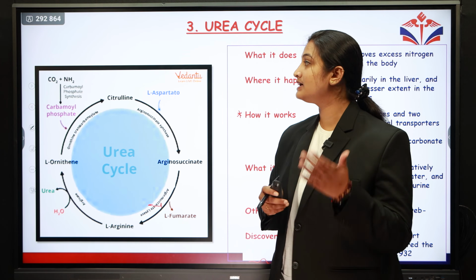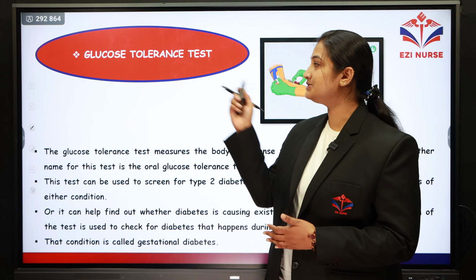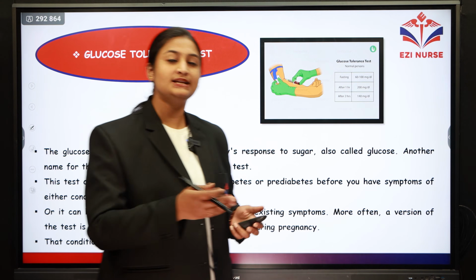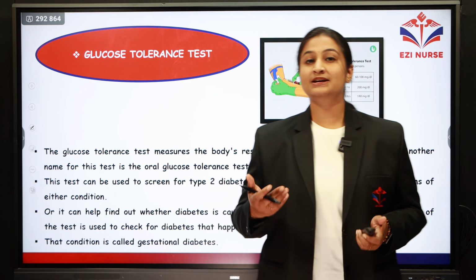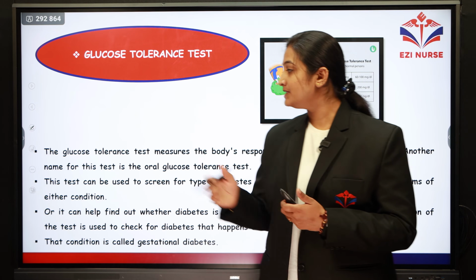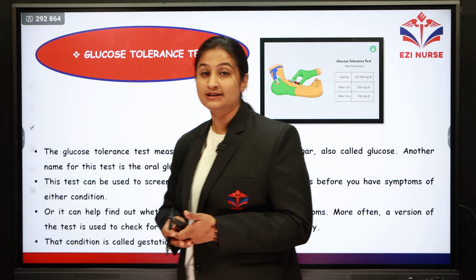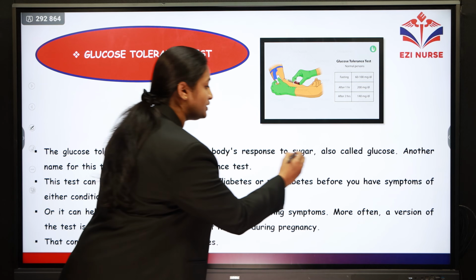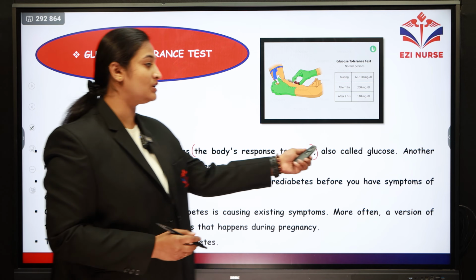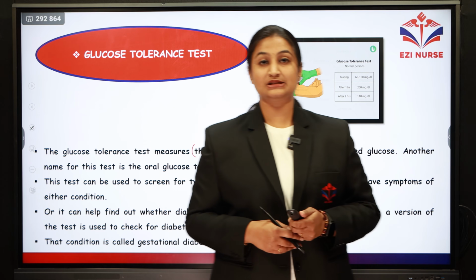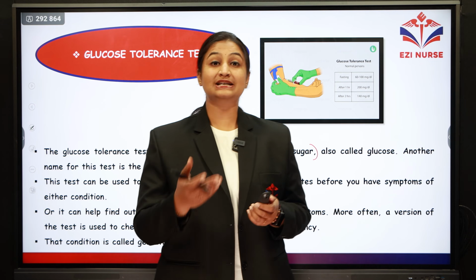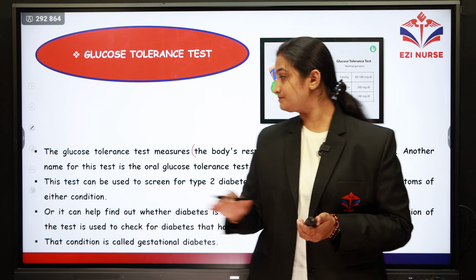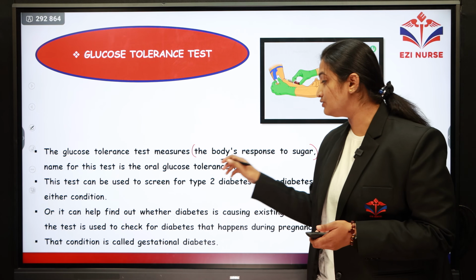So don't get confused. The next question is the glucose tolerance test. You may think this is not very important, but in case they ask, you can write something about the glucose tolerance test. This glucose tolerance test is a test that measures the body's response to sugar. It is usually done to understand the sugar level in each person's body. Another name for this test is the oral glucose tolerance test.